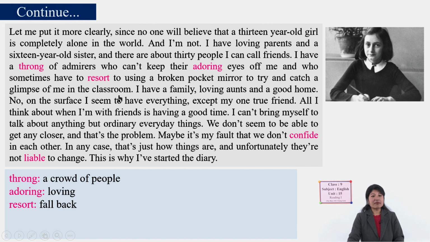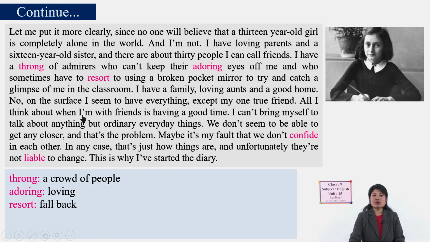People means family, her close relatives, friends. She says, I have a family, loving aunts, and a good home. She had everything: family, loving aunt, good home. On the surface, I seem to have everything. Superficially, everything was okay. Except my one true friend. So she wanted a true friend. She did not have a true friend, so she wished she could have one.